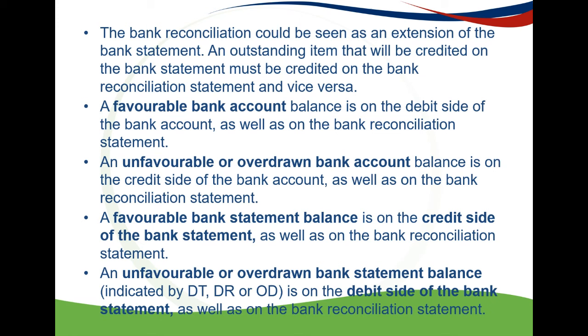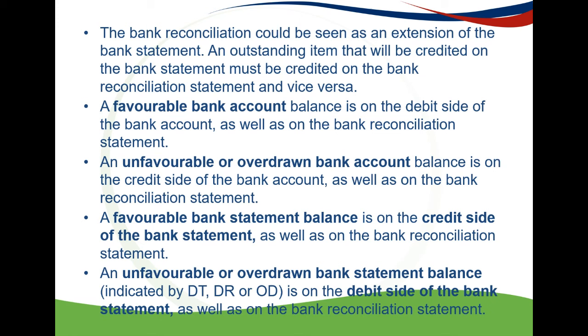An unfavorable or overdrawn bank account balance is on the credit side of the bank account, as well as on the bank reconciliation statement. So then the opposite, when you have an overdrawn bank account, you will have an unfavorable bank balance, and that will be a credit balance in the general ledger. And when you show your balance as per your bank account on the bank reconciliation statement, it must also reflect on the credit side.